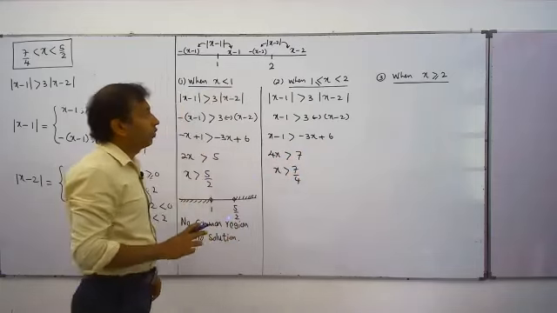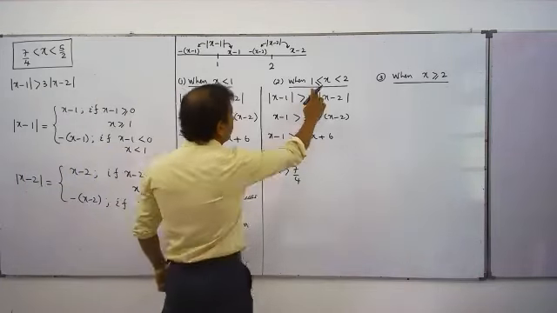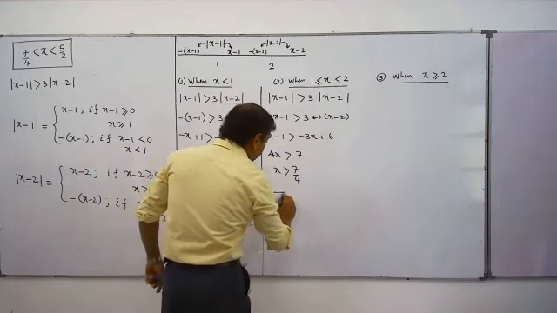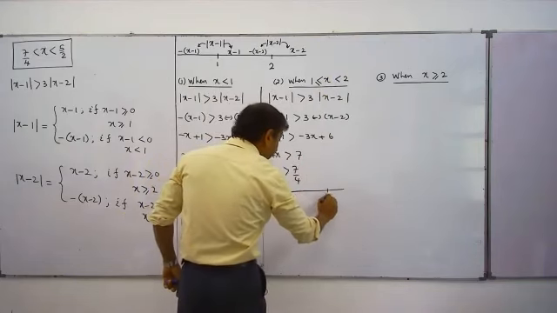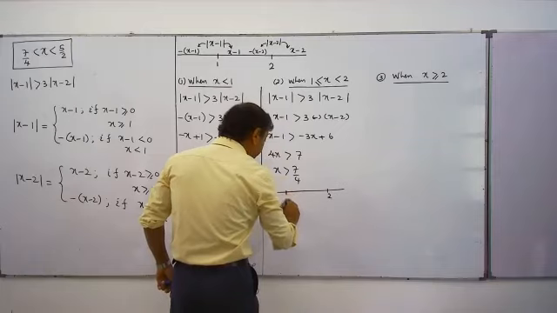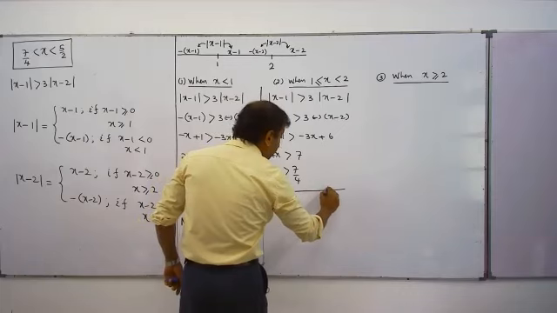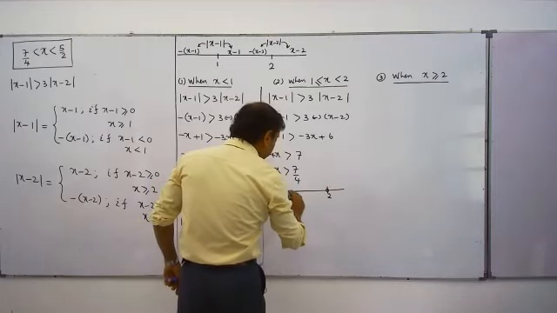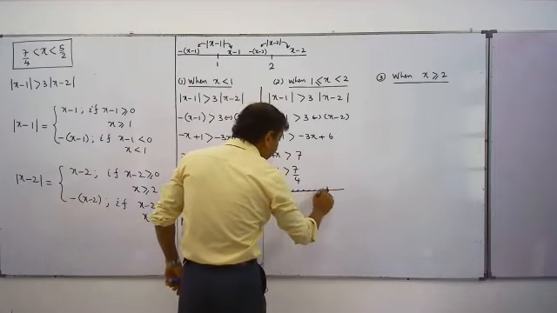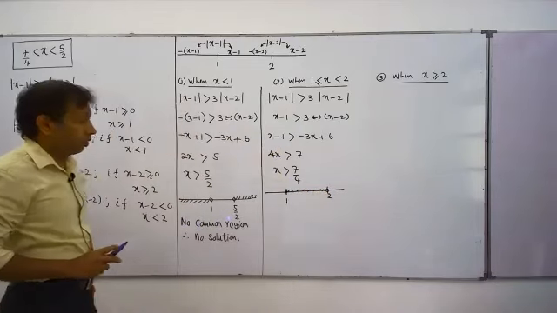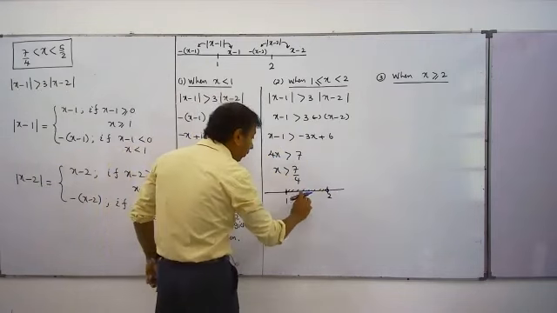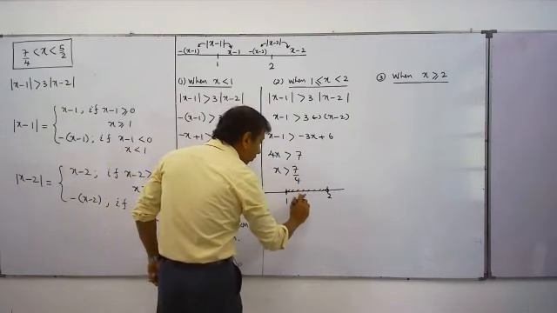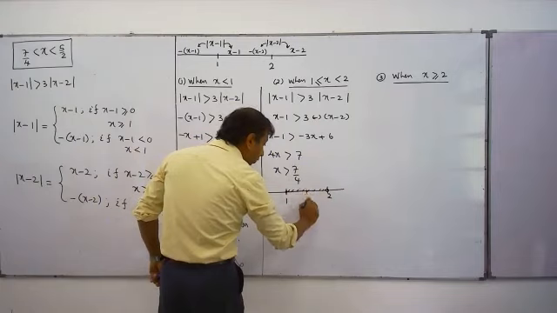Now we have to take the common region. Here, we consider the interval between 1 and 2, including 1, therefore a circle, but excluding 2. This is the interval in which we discuss the inequality. This says it should be greater than 7 by 4. 7 by 4 means a value between 1 and 2. 7 by 4 I take somewhere here.